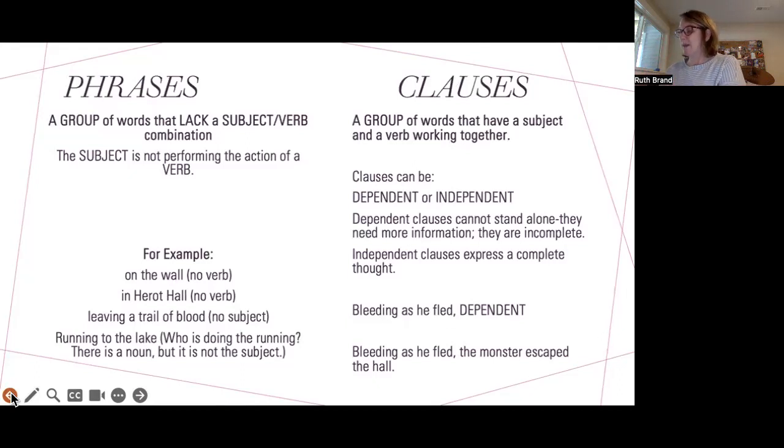And when we talked about that, I told you that we were going to do another kind of parallelism, and that might be a little bit harder. And I had mentioned parallel phrases and clauses, and that's where we're going to go. That's what we're going to talk about today in this video.